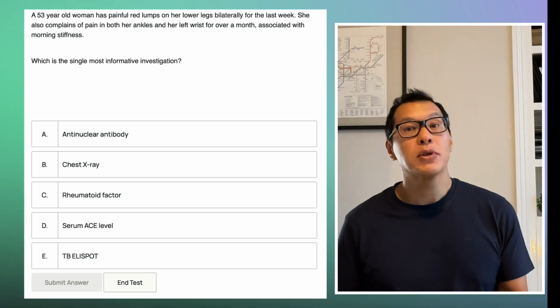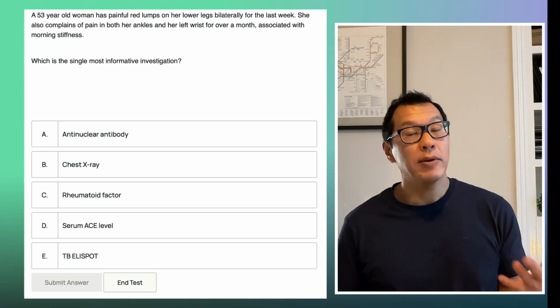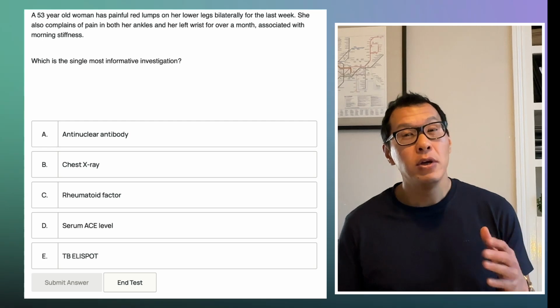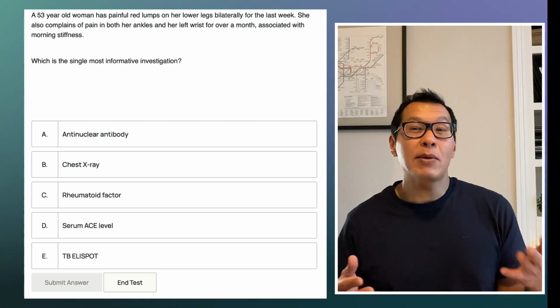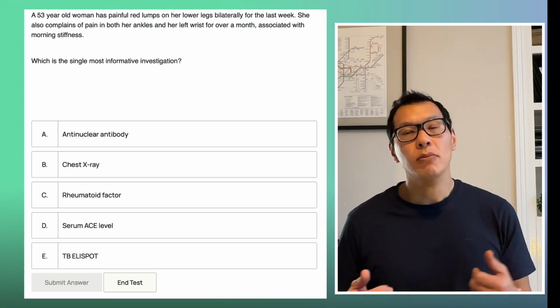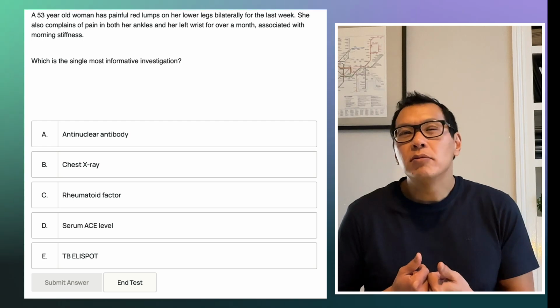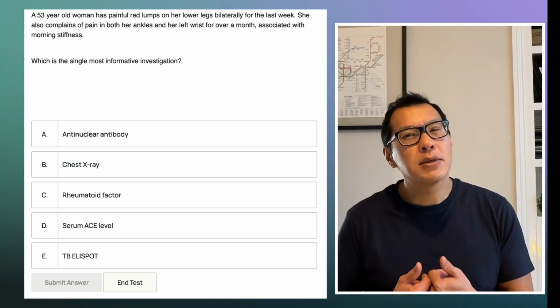Well, initial thoughts are she does have joint pain going on for a month. There's a hint of it being inflammatory in nature. And these tender lumps on her lower legs, what could they be?